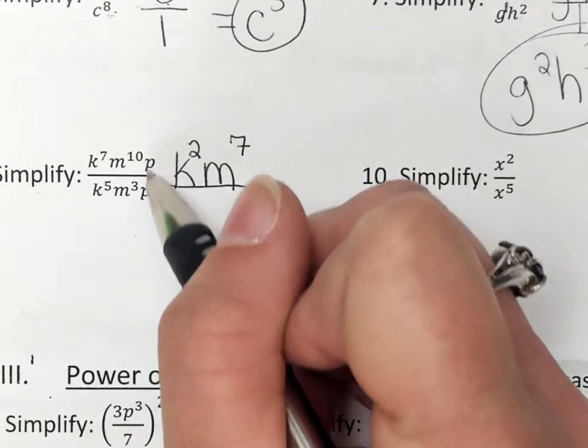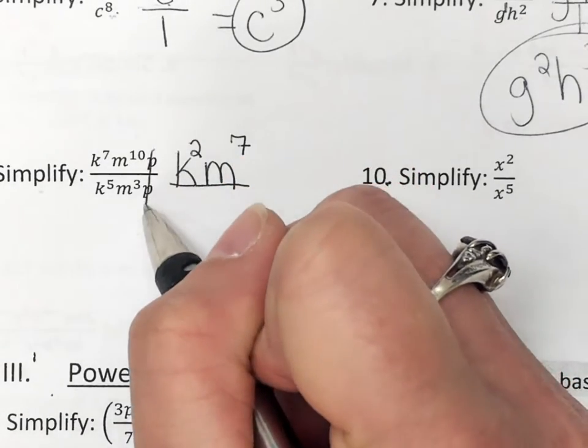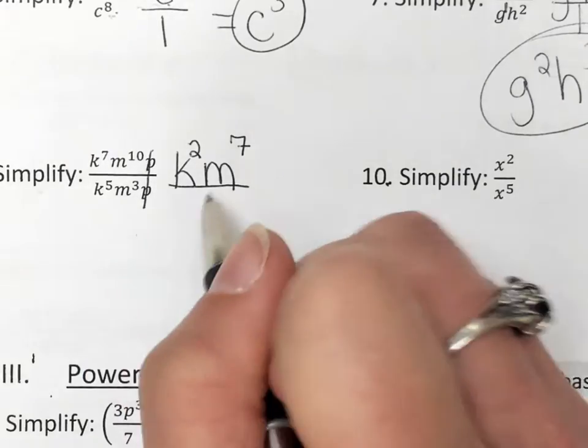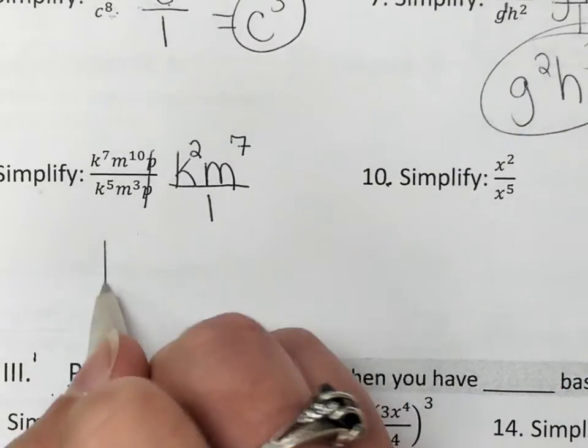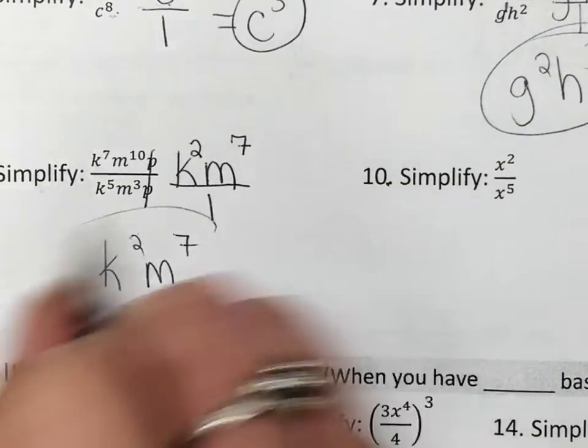So what happens to those? They cancel. If they're the exact same thing, they cancel. What's left on the bottom? 1. So my answer is K squared M to the 7th. Boom, you're done.